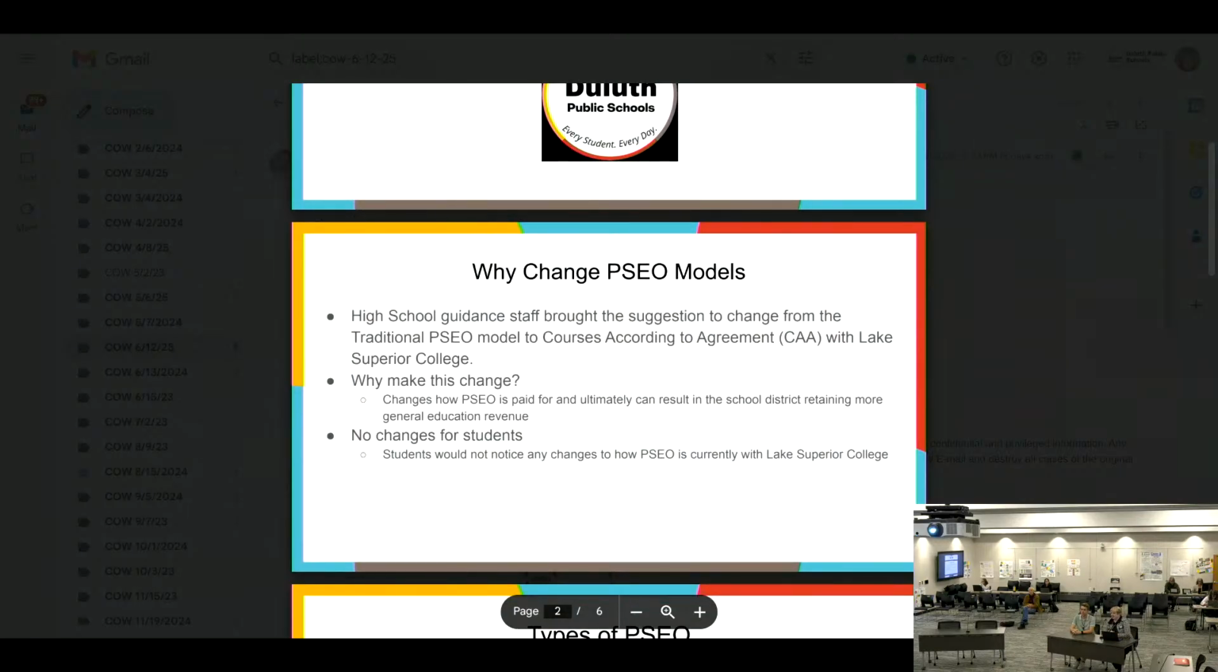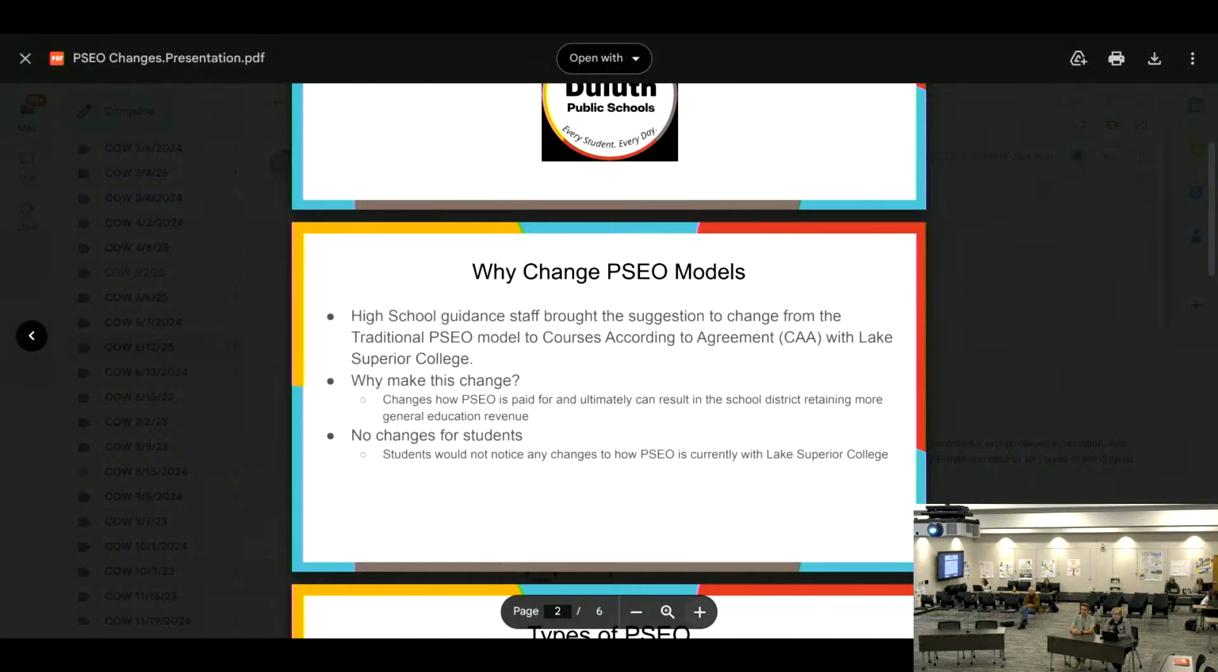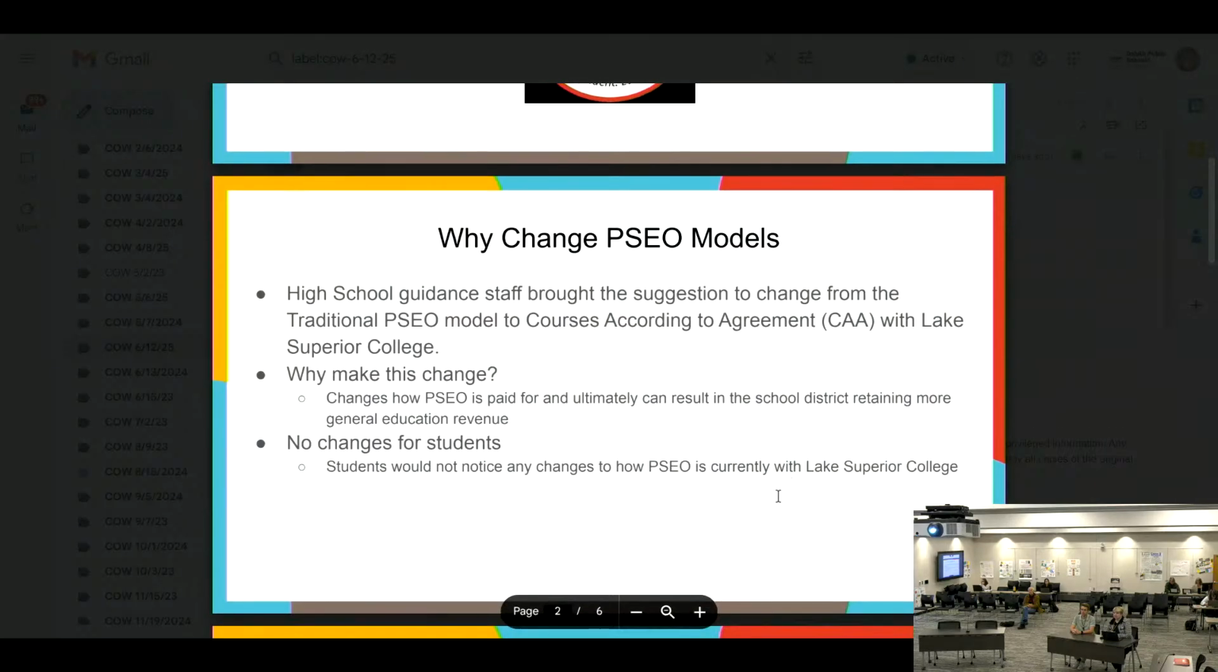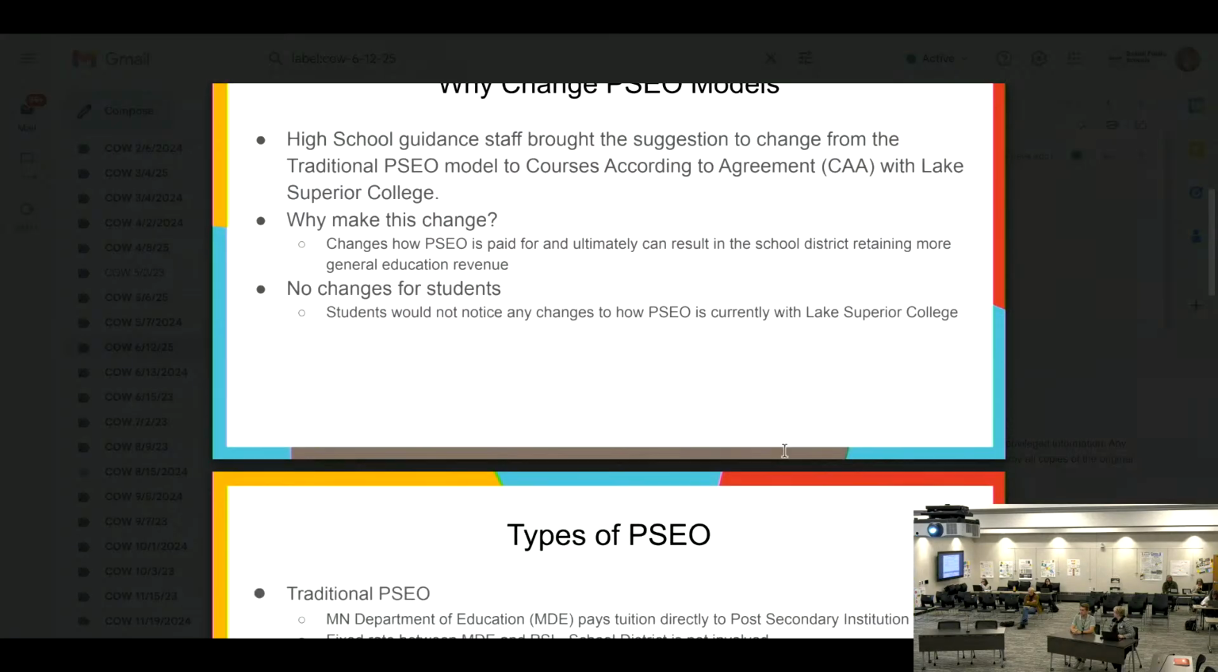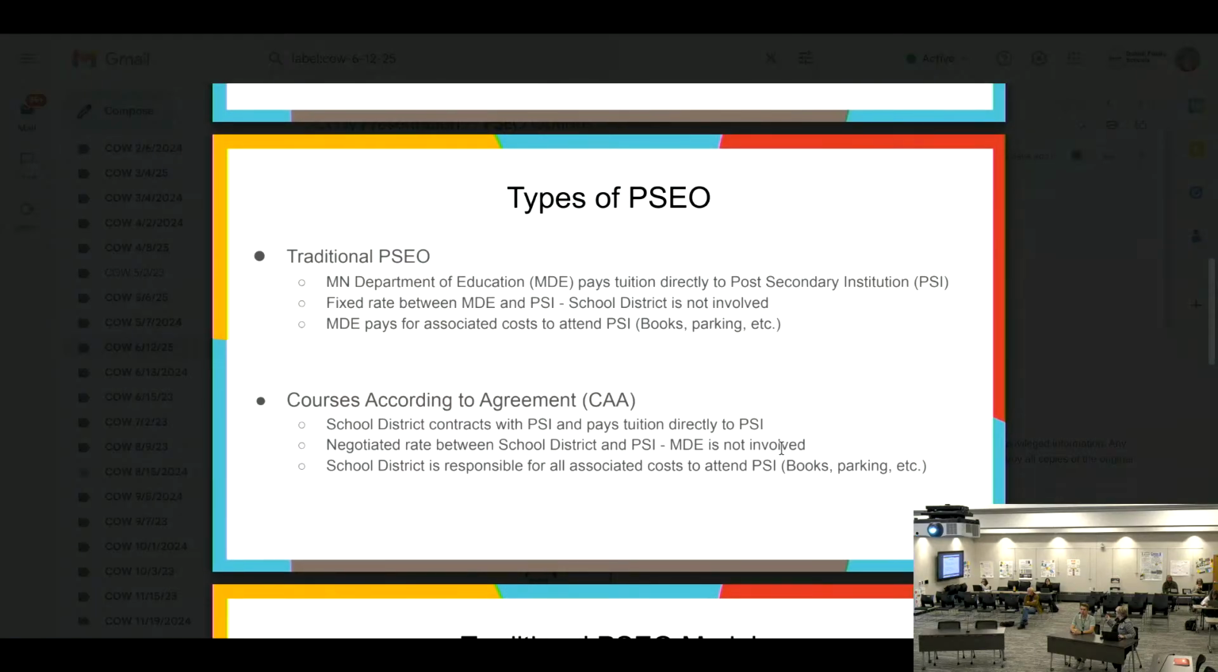So why change the PSEO model? The high school guidance staff brought the suggestion to change from the traditional PSEO model to courses according to agreement, CAA, with Lake Superior College. Why make this change? It changes how PSEO is paid for and ultimately can result in the school district retaining more general education revenue. This will be no change for the student. They will still go to take their PSEO classes. Students will not notice any changes to how PSEO is currently with Lake Superior College. I should also mention Director Larva can pipe in too as the Director of Secondary.